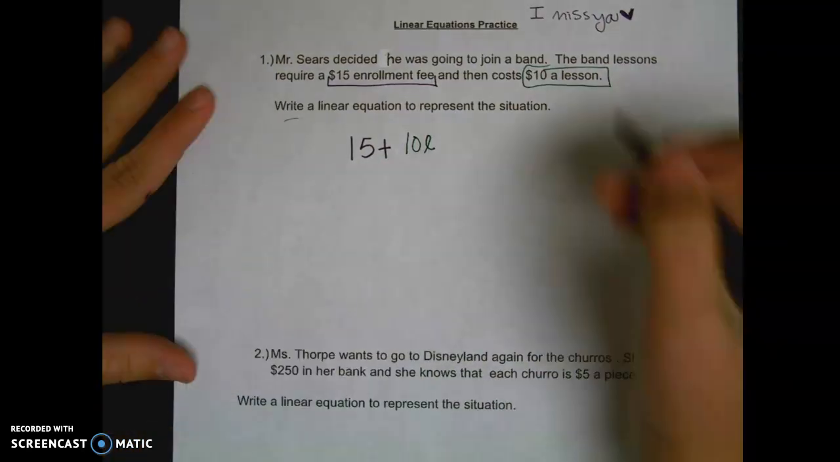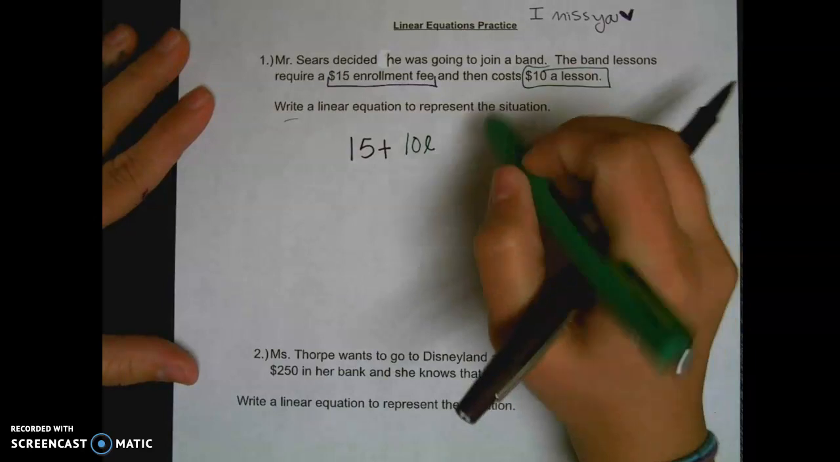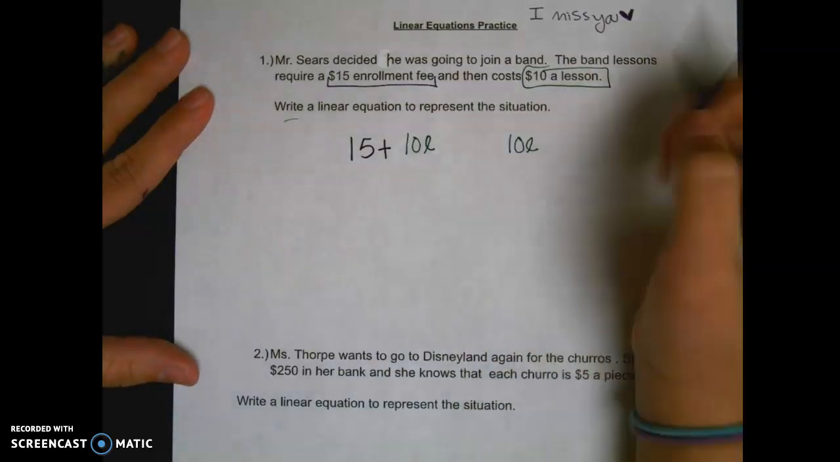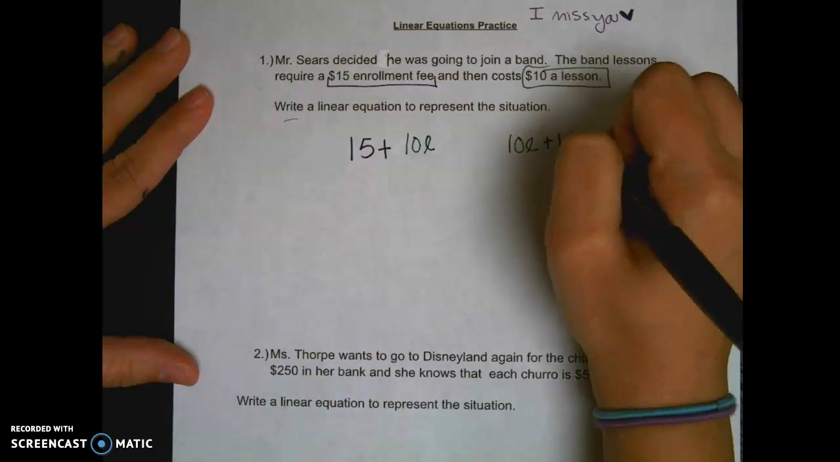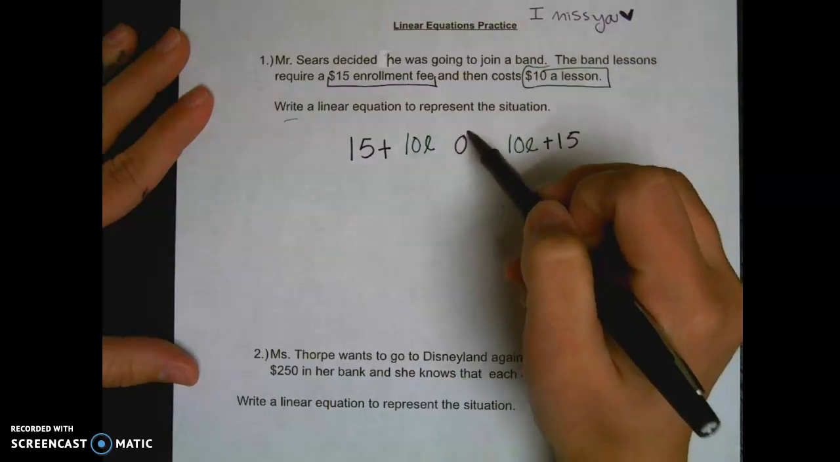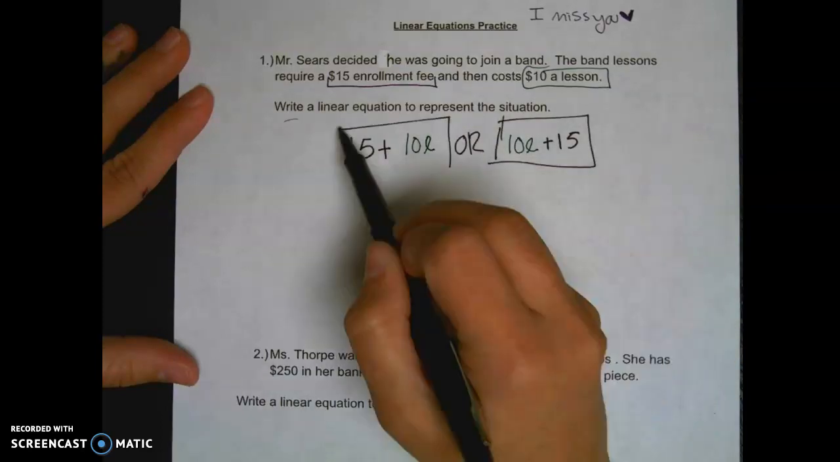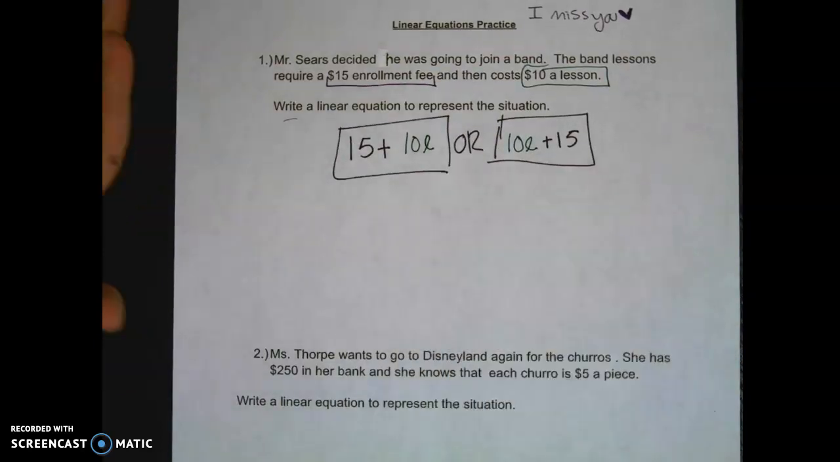You could also write it like this and flip it. If you want the variable first, you can have it first. Either way, you can write it. It will still cost him his lessons. He can still use either equation to figure out how much his lessons are going to cost or how much money he's going to spend at the end.